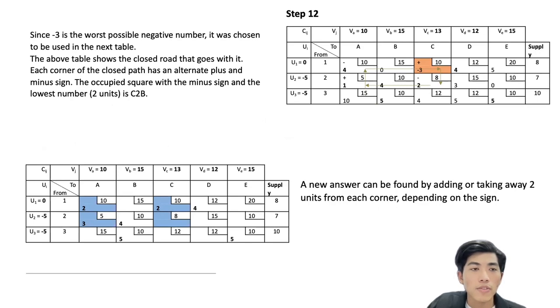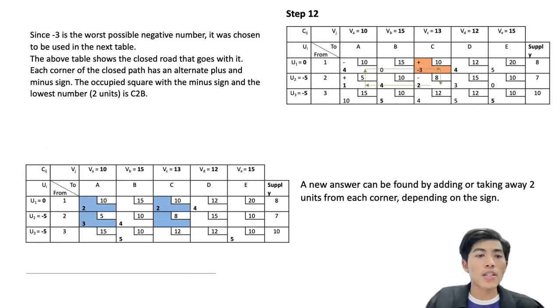Next, since -3 is the worst possible negative number, it was chosen to be used in the next table. The above table shows the closed path that goes with it. Each corner of the closed path has an alternate plus and minus sign. The occupied square with the minus sign and the lowest number, 2 units, is C2B. A new answer can be found by adding or taking away 2 units from each corner depending on the sign.